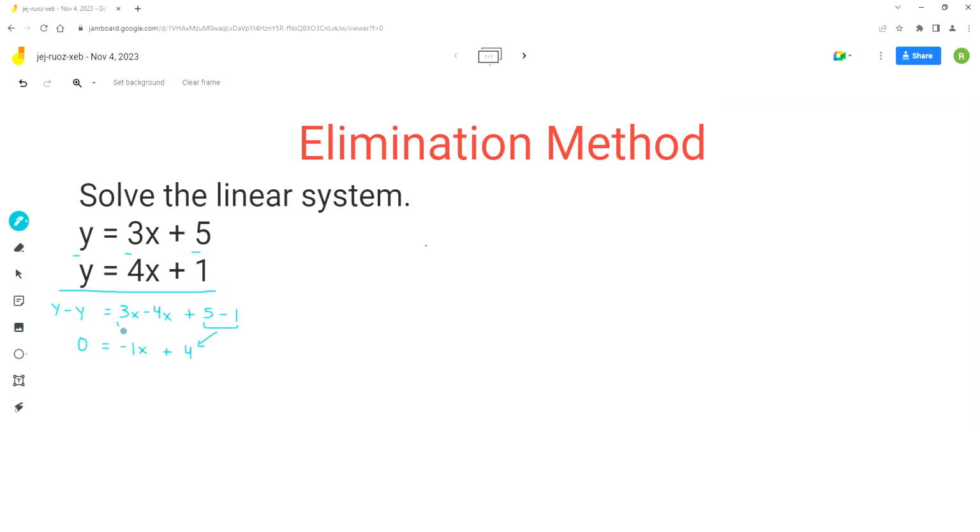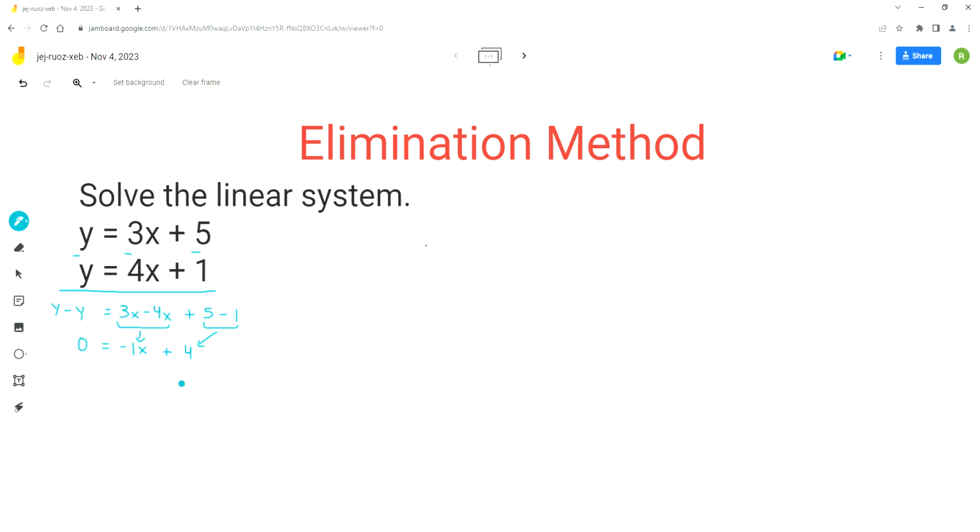This is a very important concept you have to understand and memorize for the elimination method: we have to get rid of one of the variables by adding or subtracting the equations the appropriate way. And that depends on the coefficients of the x and y terms in the equations. Now we have to isolate x in this equation because there is no y term now.